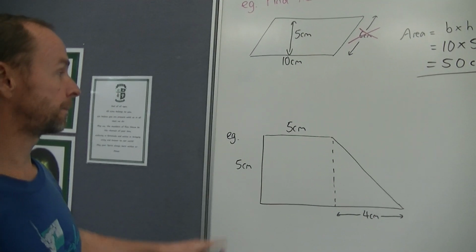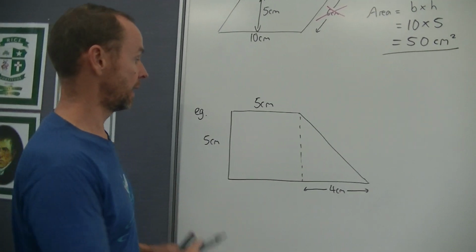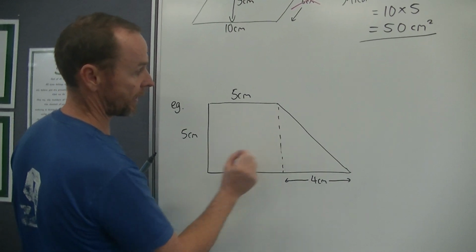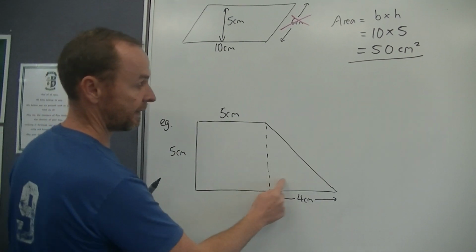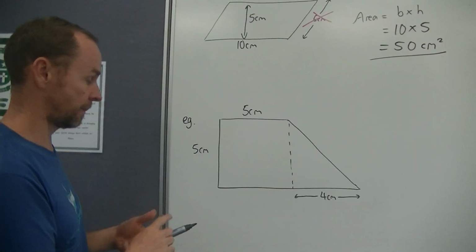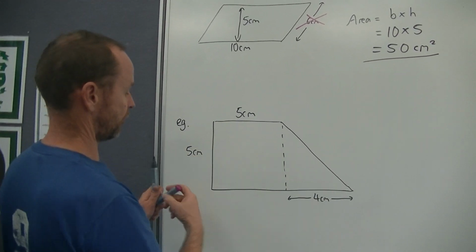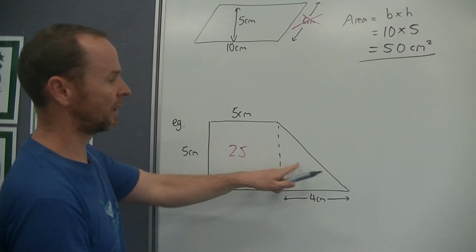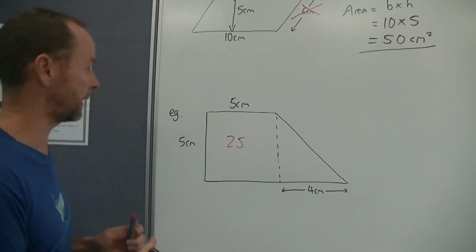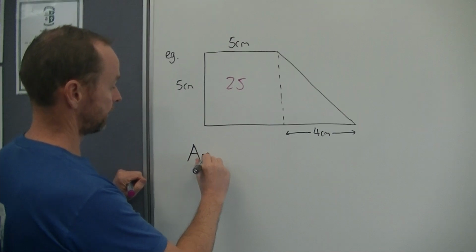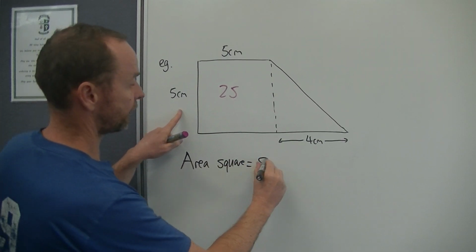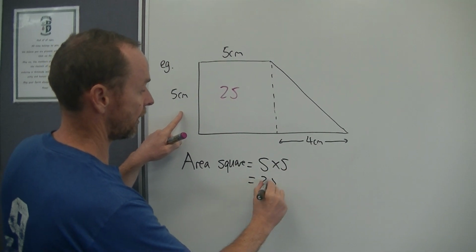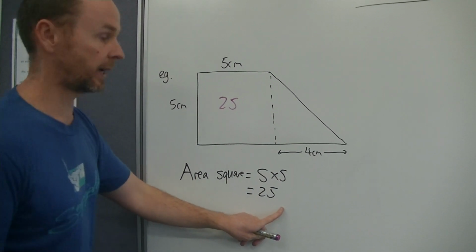Now the next one, this looks like a composite shape to me. So we've got a little dotted line to separate them. I'm going to work out the area of the square first, because it's 5 times 5, and the area of the triangle, and add them together. So yes, you could just go 5 5s are 25 and put 25 there and work it out, but that's not very good. You should show your workings out. So the area of the square equals 5 times 5, which is 25. Don't worry about units until the very end.